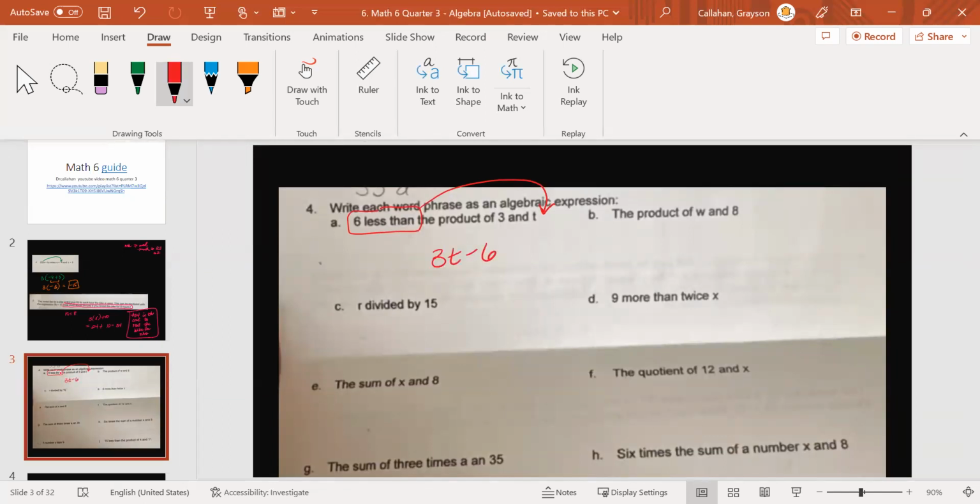B. W times... Or this is not the same thing as 6 minus 3t. When there's a subtraction sign involved, it's not the same. This is fine. Do you see the difference? Make sure you see the difference of this versus this, okay? Next one. C. Next one.